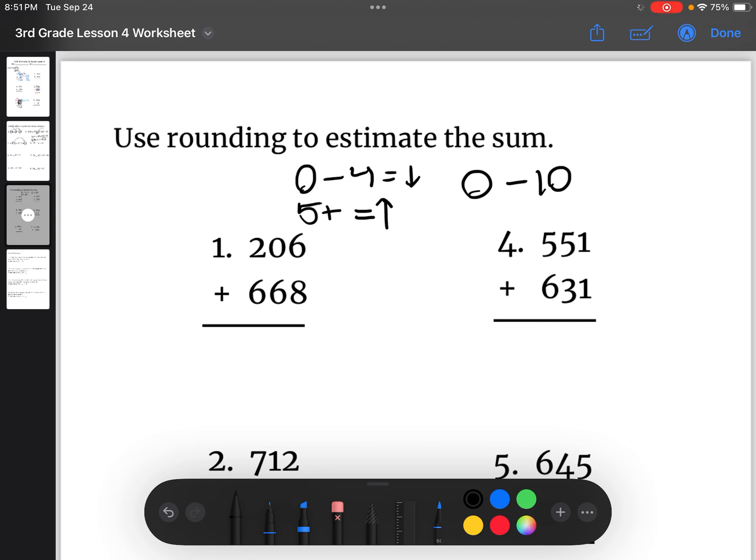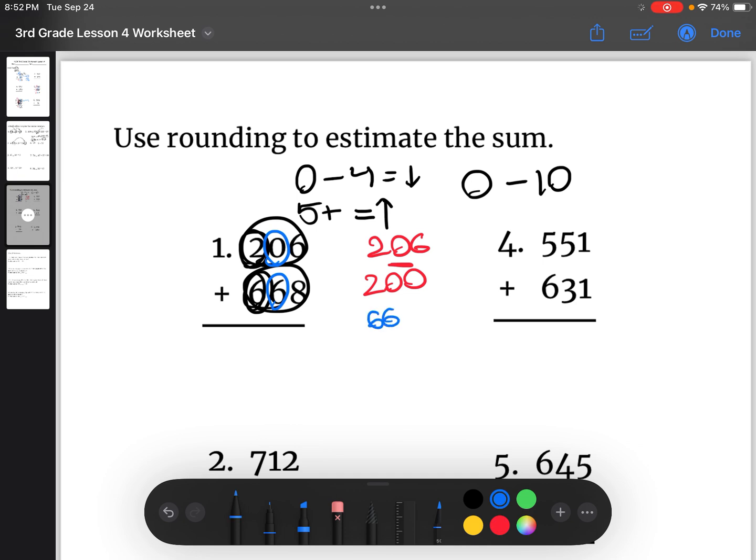Use rounding to estimate the sum. What you're going to do here is get both numbers and round them to the nearest hundreds, meaning you're rounding it to the nearest this. So if we're rounding to this digit, then the digit you have to look at is actually the digit behind it. Let's take a look at 206. The second digit is 0, and if it's 0 to 4, we round down. So this would just be 200.